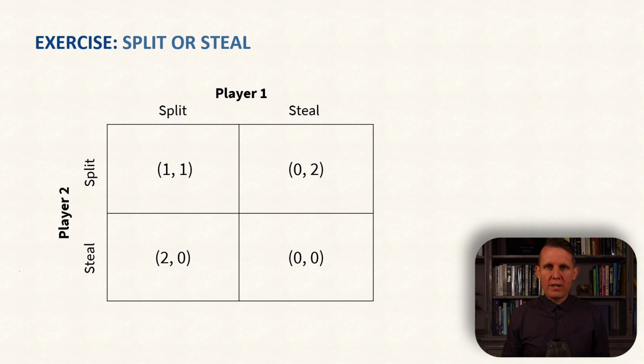Do either of the players have a dominant strategy in this game? If yes, what is it? Are there Nash equilibria in this game? If yes, what are they?